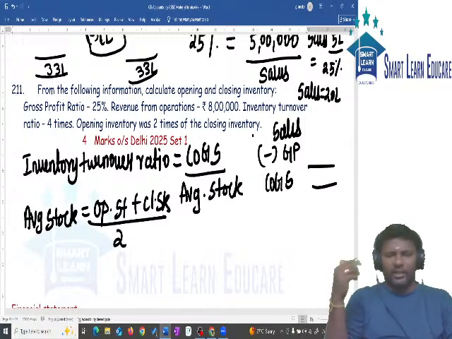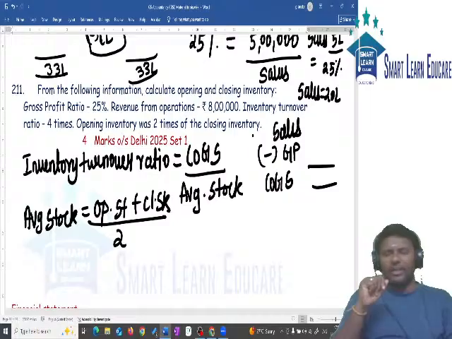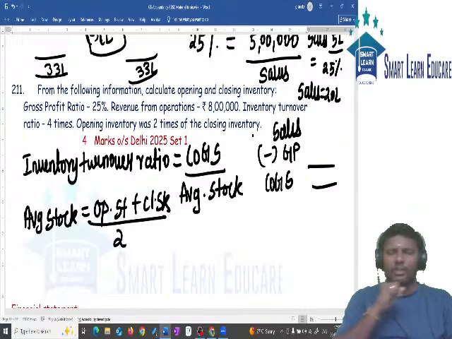From sales reduce gross profit, you will be getting cost of goods sold. Substitute cost of goods sold in the inventory turnover ratio. Closing stock: if opening stock is 10 rupees, closing stock is 2 times, 20. Opening is 2 times, so assume closing stock as y and opening stock as 2y.